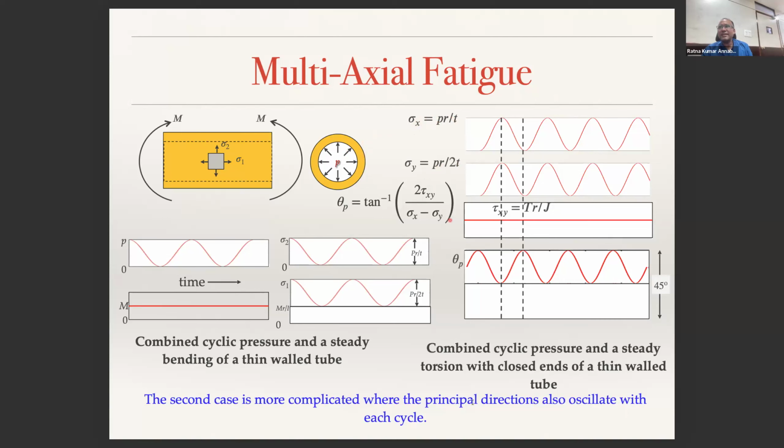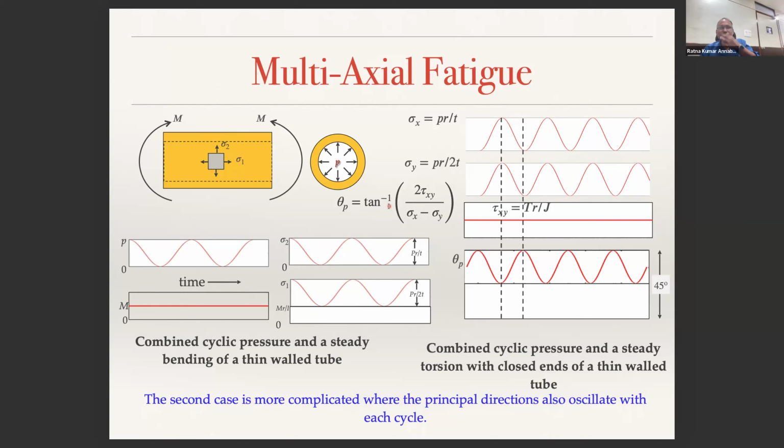If that is varying as a function of time, this on the x-axis means you have a pressurized cycle and then unpressurizing. So that means sigma P goes from 0 to some value, then it will cycle like that: PR by T, PR by 2T, sigma x and sigma y. And in this particular case, you don't have shear stress because that is 0.